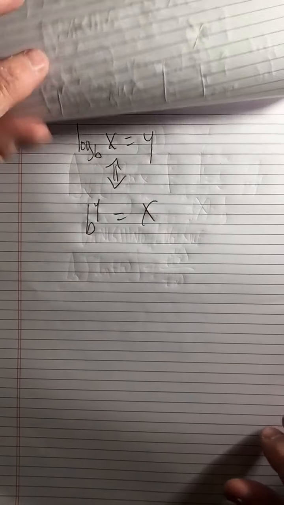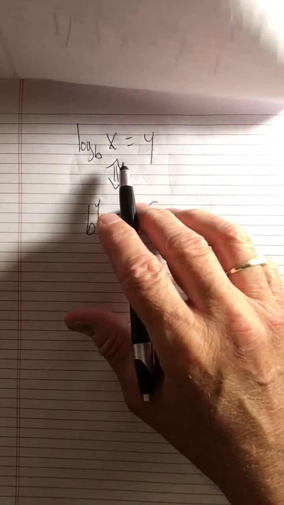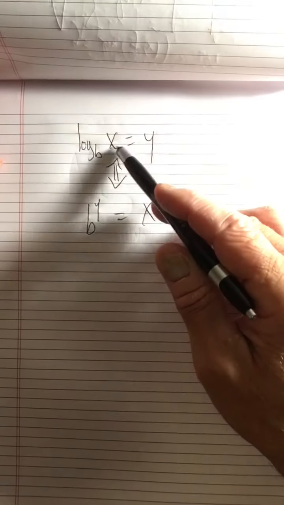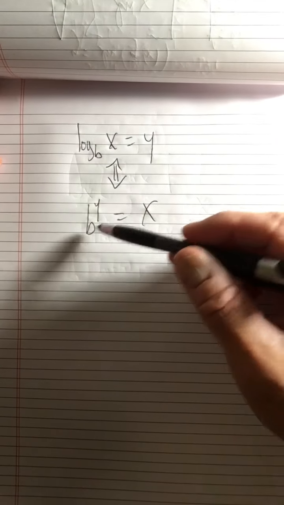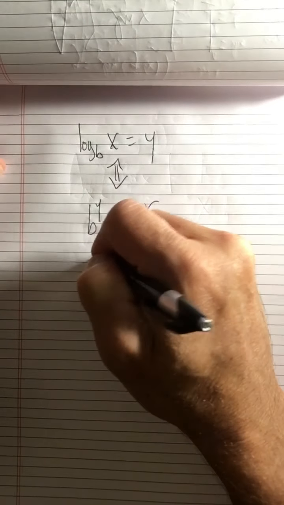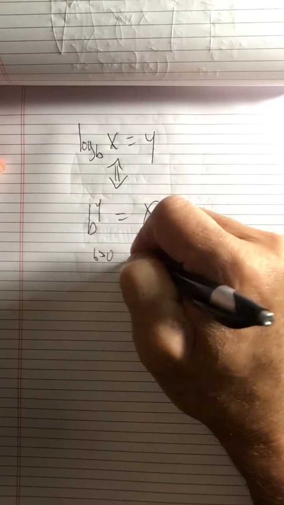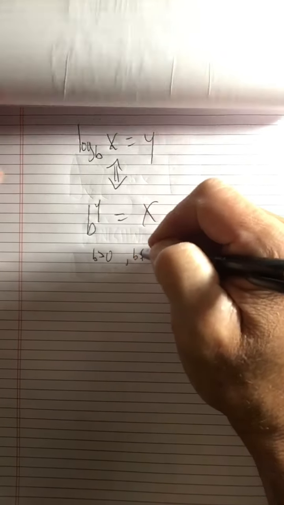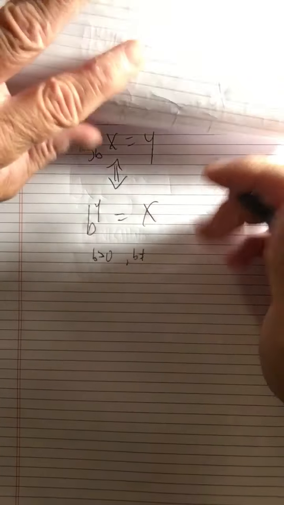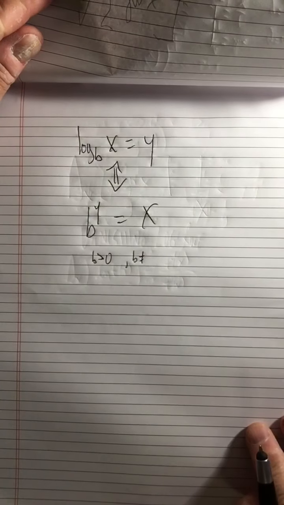Let's justify it. Let's remember that the definition of a log here, log base b of x is equal to y if and only if b to the y equals x. Of course, this is for positive values of b only, and also b is not 1. We'll use that to help us justify that simple rule.